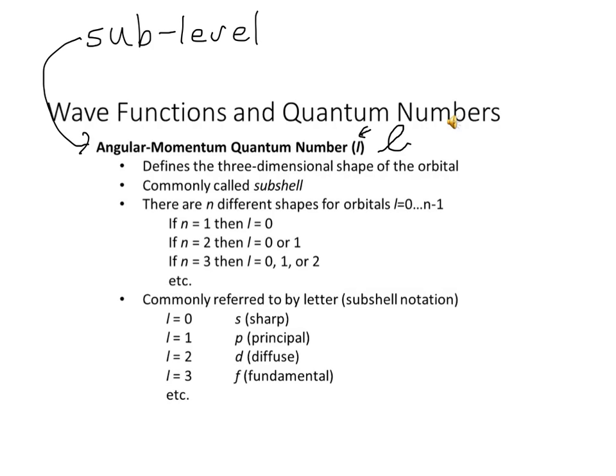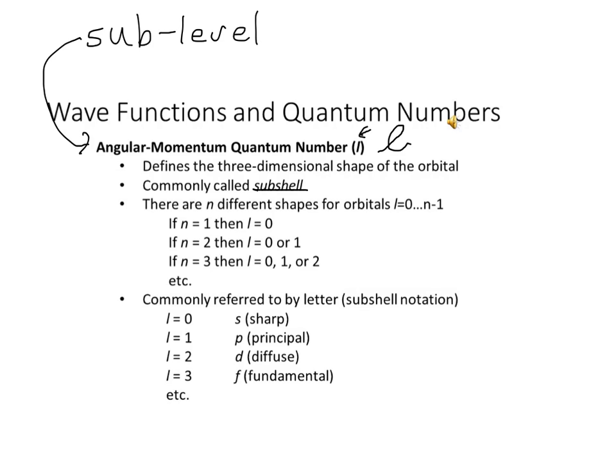What your angular momentum quantum number does is it does something very important. It defines the three-dimensional shape of your orbital. You'll often hear the angular momentum quantum number, in addition to being called a sublevel, you'll hear it called a subshell.